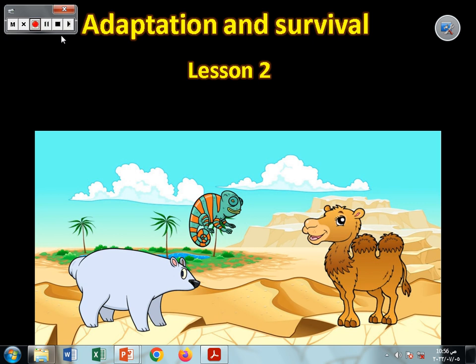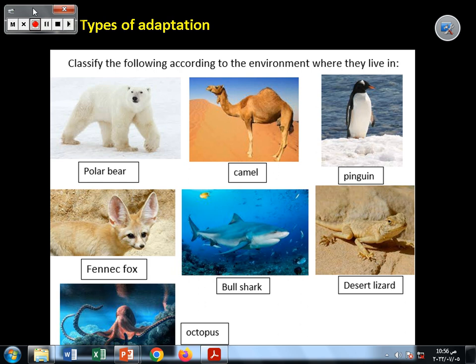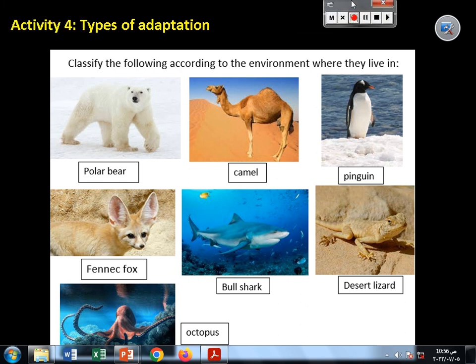Let's continue in concept 1, adaptation and survival, and let's start together in lesson 2. Previously we said that we have a main concept in this part, which is called adaptation, and adaptation is the character or the change that helps the living organism to survive and reproduce in its environment.